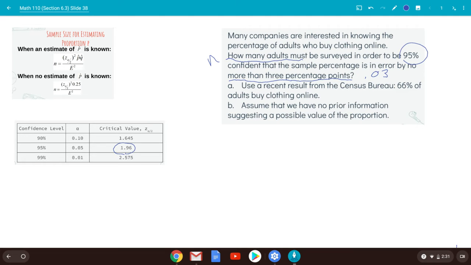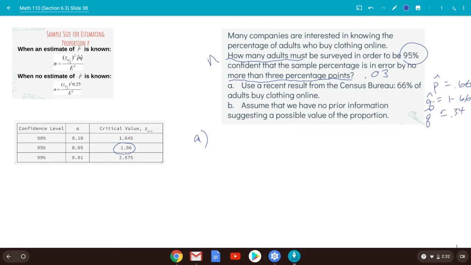So letter A. It says, use a recent result from the Census Bureau that 66% of adults buy clothing online. That is a proportion. That is a percentage. That is a p hat, which means it's 0.66, which means we instantly have q hat, which is 1 minus 0.66. So q hat would be 0.34.